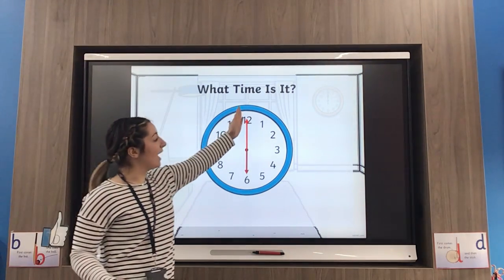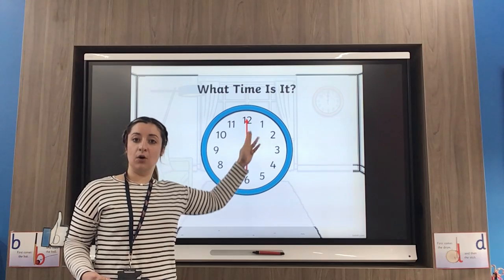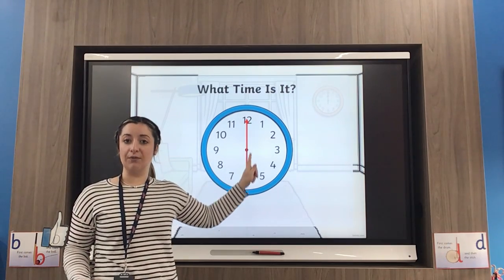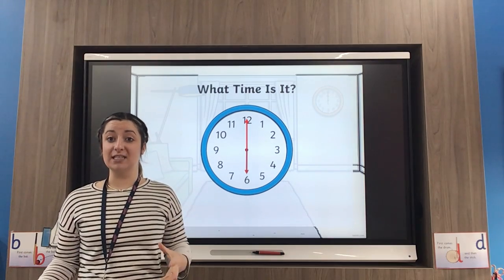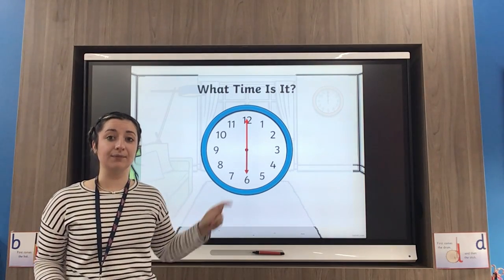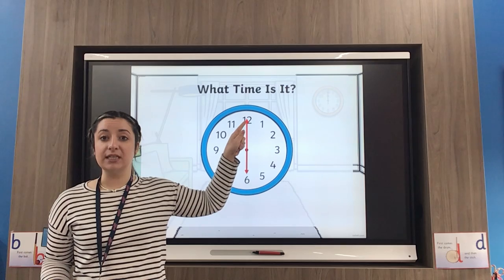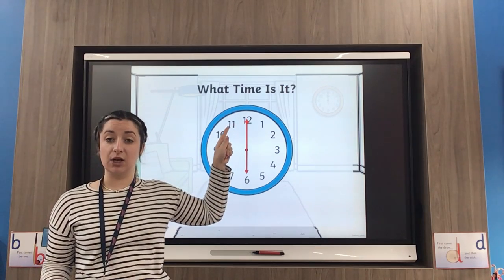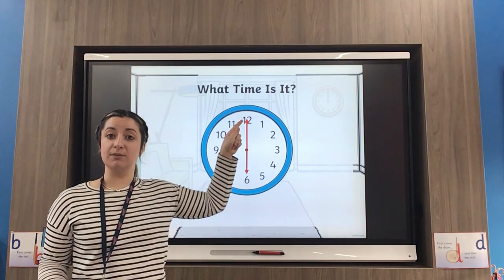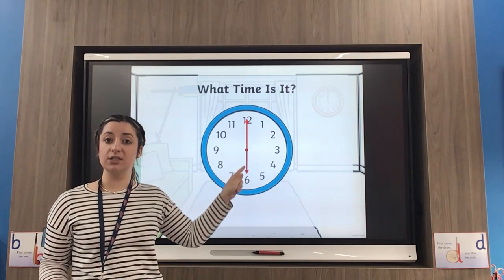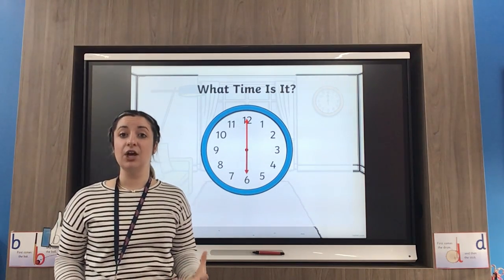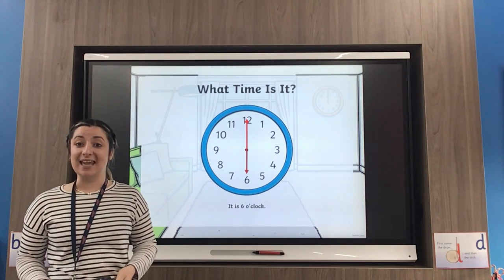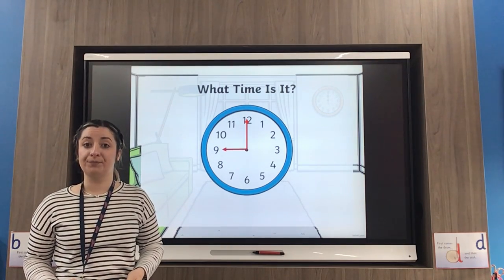Now here, our hands are straight. One is pointing to the 12 and one is pointing to the 6. We need to make sure which hand is pointing to which so we know the time. My long hand is pointing up to the 12, so I know that it's going to be o'clock. It's going to be an hour on the dot, and what is the hour we are looking at? Well, the hour hand is pointing to 6. So the time is going to be 6 o'clock.